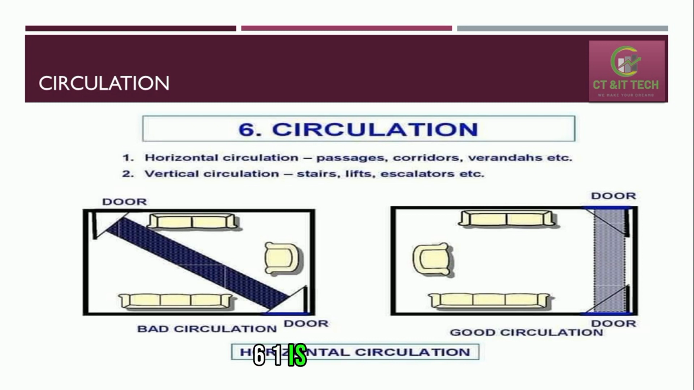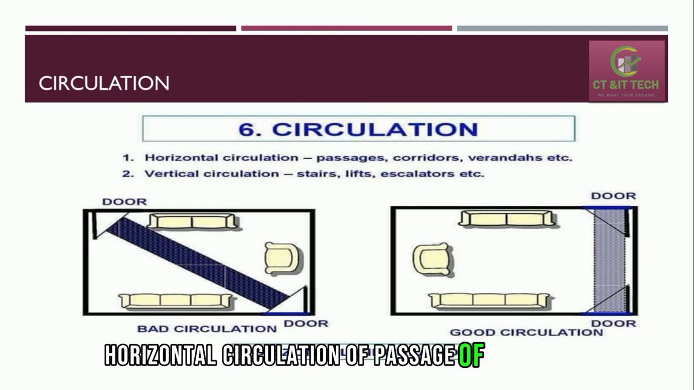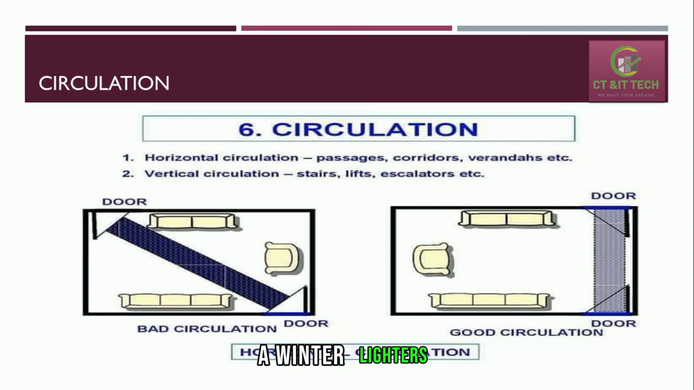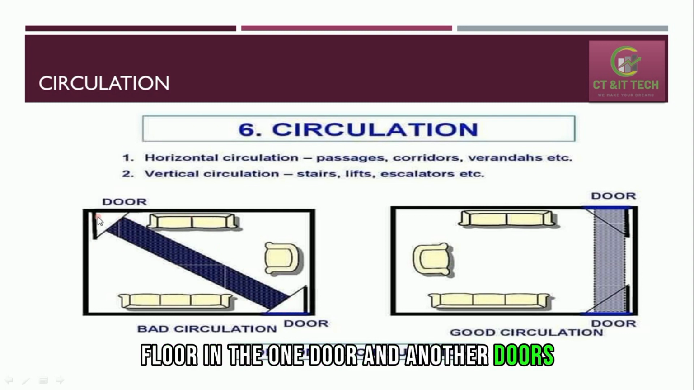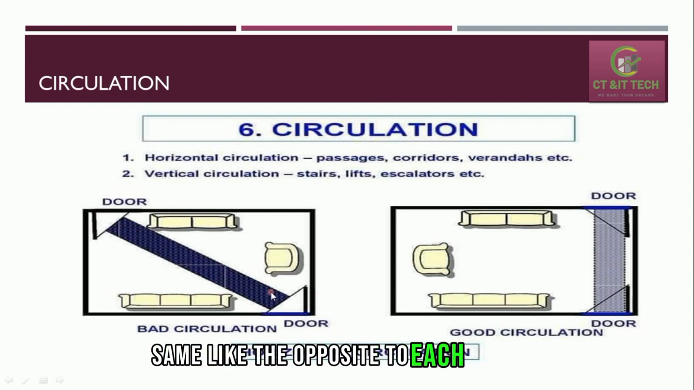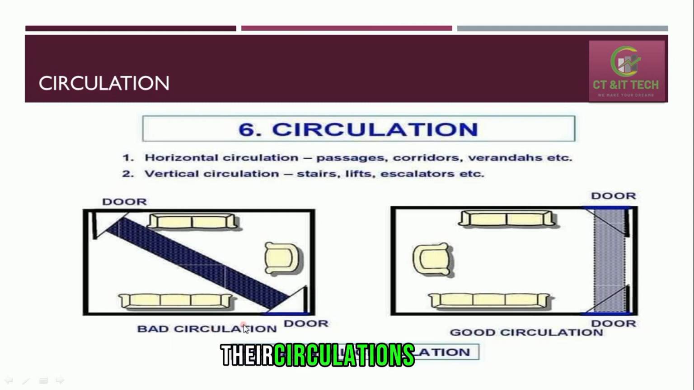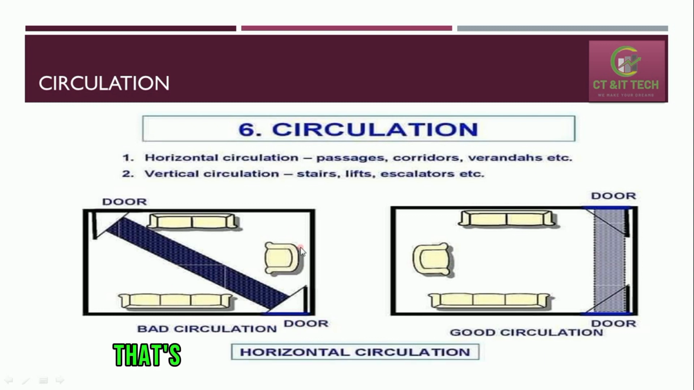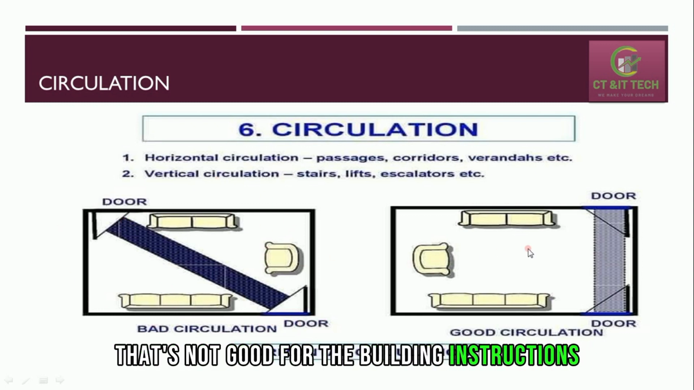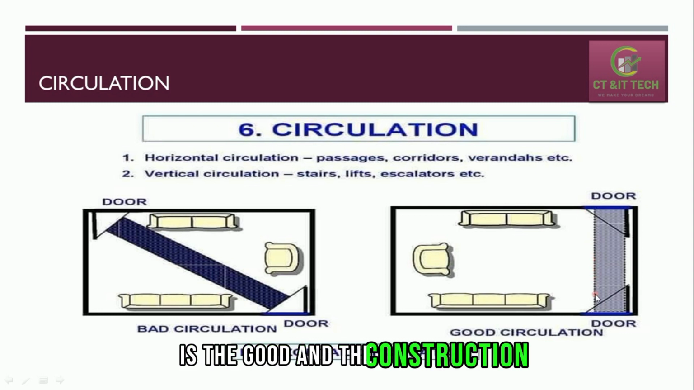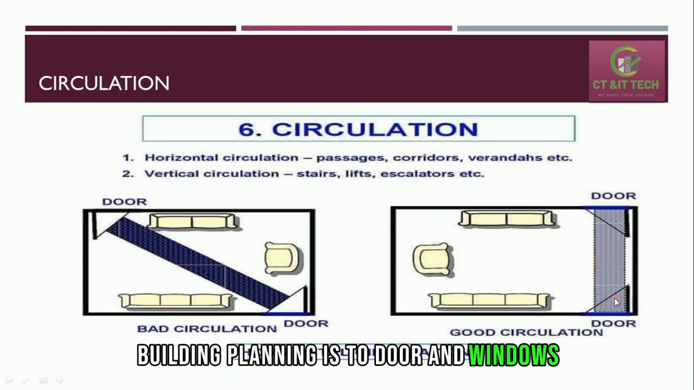Next one is circulation. Horizontal circulation includes passages, corridors, ventilators, etc. Vertical circulation includes stairs, lifts and escalators, etc. Doors placed directly opposite each other give bad circulation, which is not good for building construction. A good building plan places doors and windows like this.